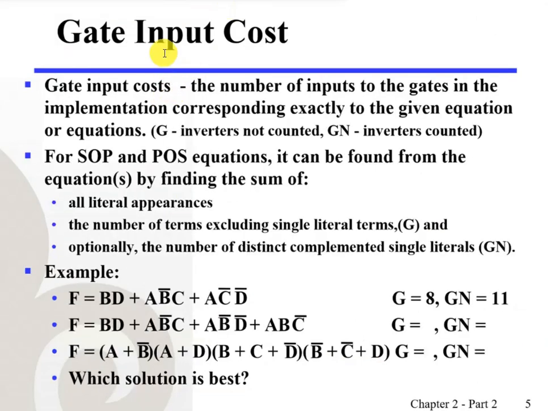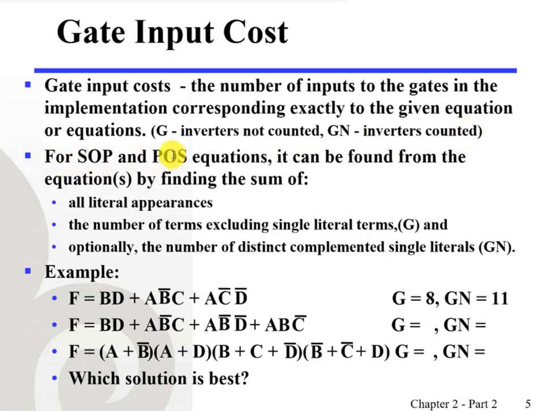Here we have another criterion defined in terms of gate input cost. This is the second criterion. The gate input cost is the number of inputs to the gates in the implementation which corresponds to the given equation or equations. Note that here we may have two different gate input costs. The first one, denoted by G, is where we don't count the inverters. Well, GN, gate input cost with NOTs, is another criterion where we count the inverters.